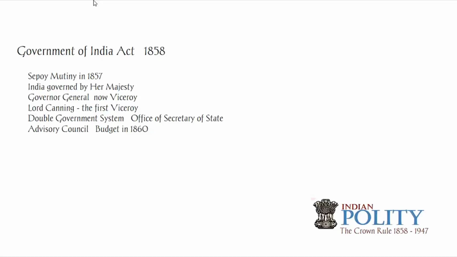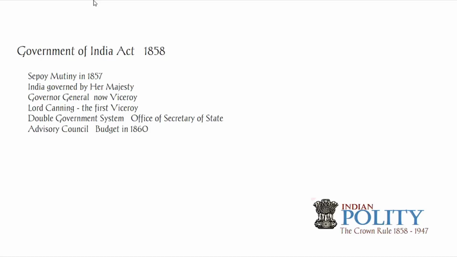This act was postulated after the breakout of the Sepoy Mutiny in 1857. It articulated that India henceforth was to be governed by and in the name of Her Majesty. The Governor-General of India became Viceroy of India, and he was the direct representative of the British Crown in India. Lord Canning was the first Viceroy of India.